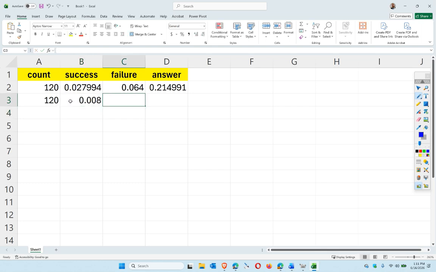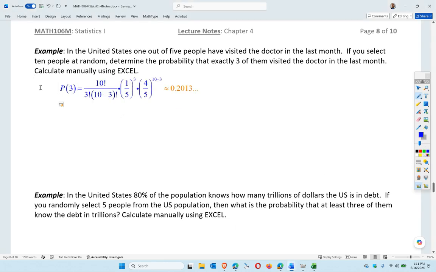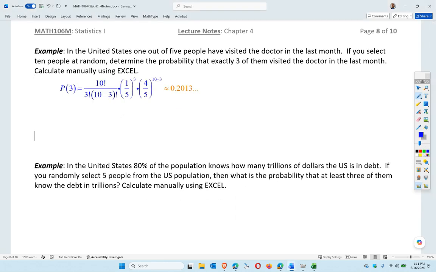And this one here is 4/5, right? And that one's to the 7th. Okay, so success, failure, and the number of possible ways it could happen. So click times click times click. So about 20% essentially is what this one is, right? So we go back to our notes. It's about a 20% chance of getting 3 people that went to the doctor if you ask them, essentially.